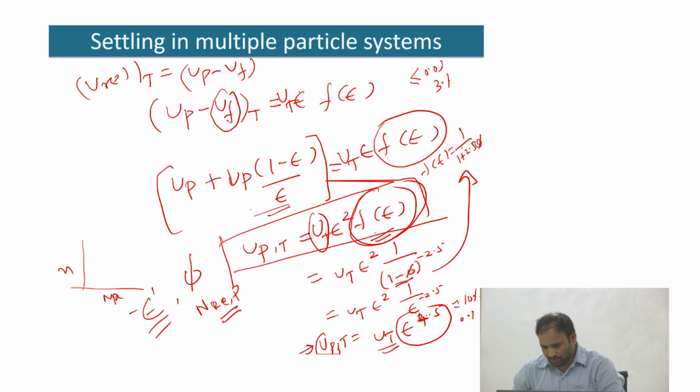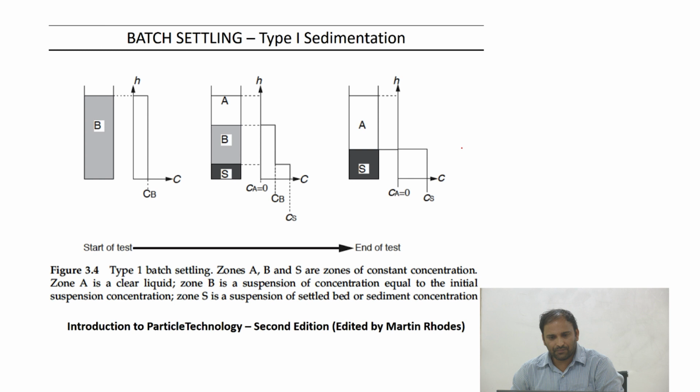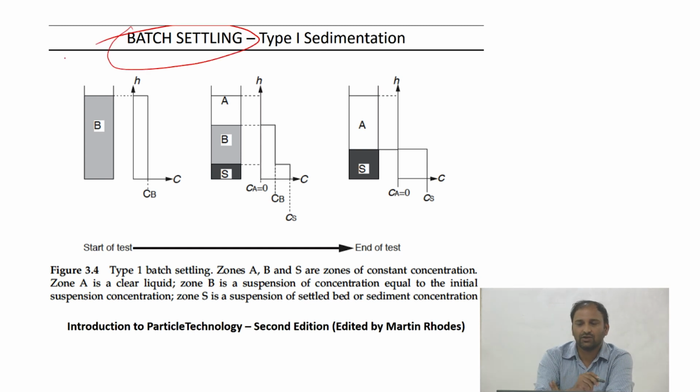So I'm going to talk a little bit about what people do experimentally. When people are given a slurry and you want to find out its settling behavior, people do what is called a batch sedimentation test. It's called a batch settling test or a batch sedimentation test. These experiments are as simple as you take a container, fill it with your slurry and just watch the container as a function of time.